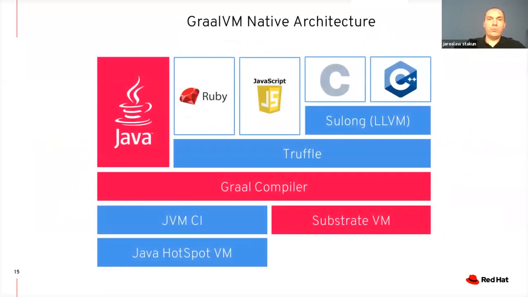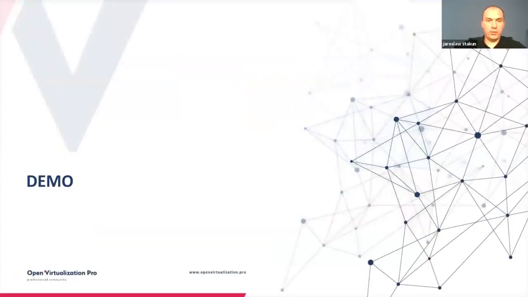In order to build a native image, we leverage GraalVM. Basically, we leverage two components: the GraalVM compiler, which builds the code, and also Substrate VM, which generates the native images, the native executables that contain the compiled Java applications. Okay, so I guess we can have a demo right now. Yeah, now is exactly the time for a demo.